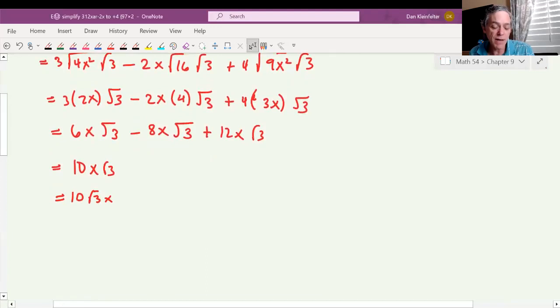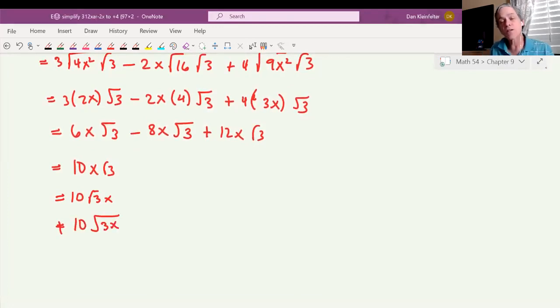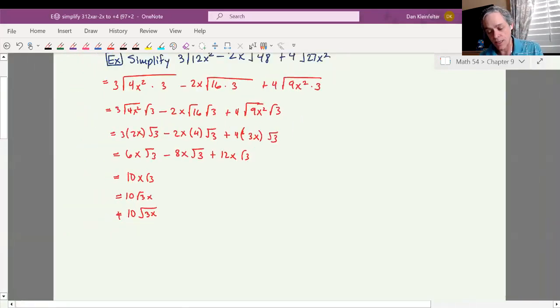If you do write it that way, make sure that you end that square root sign before the x. That's not the same as 10 square roots of 3x. So make sure that your x doesn't accidentally sneak underneath the square root sign. Only the 3 is underneath the square root sign here.